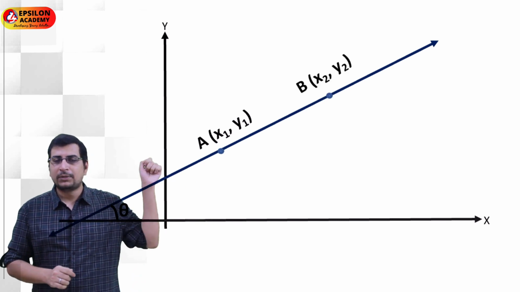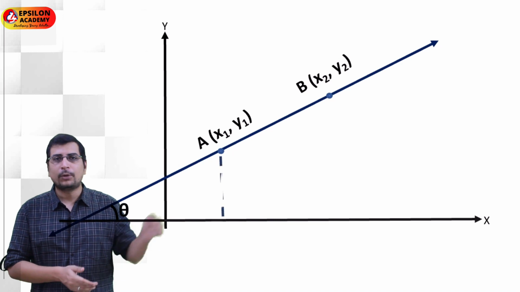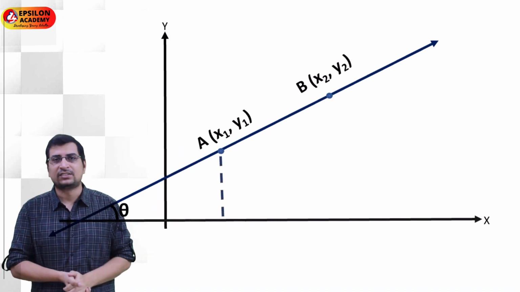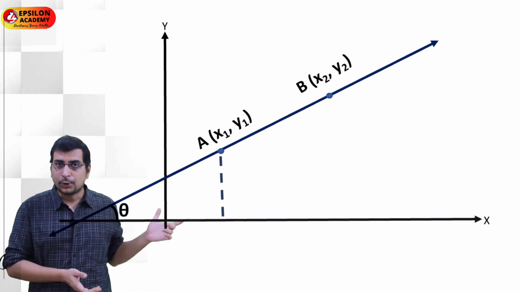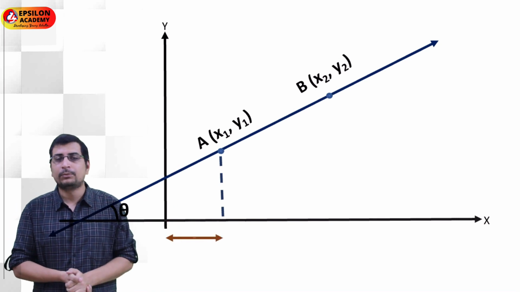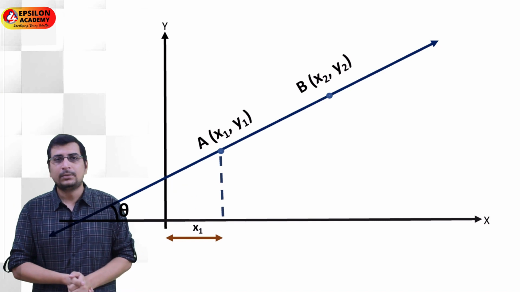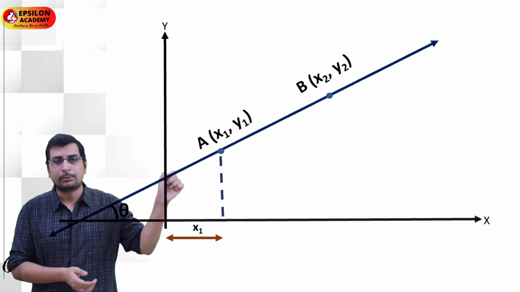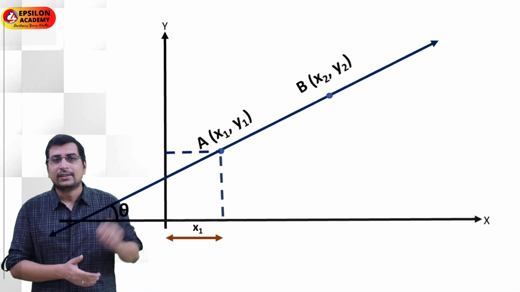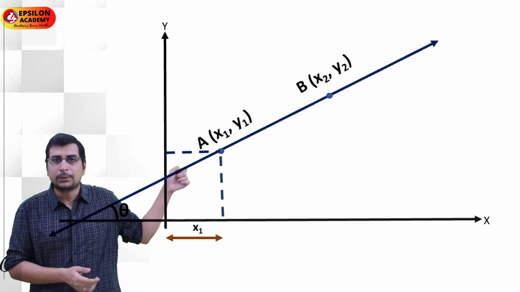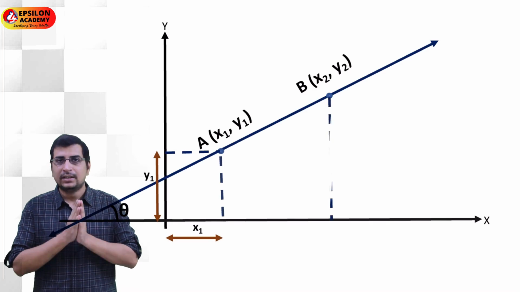From the point A, I will be dropping a perpendicular onto the x-axis. The distance from the origin to the foot of the perpendicular drawn from the point A onto the x-axis can be called x1. Similarly, from the point A, if I drop a perpendicular onto the y-axis, the distance from the origin to the foot of the perpendicular on the y-axis from A can be called y1.